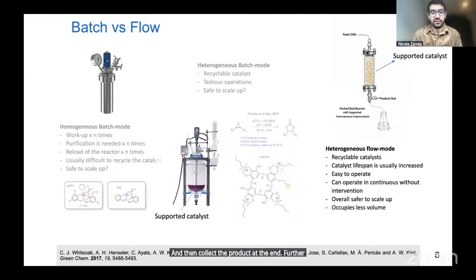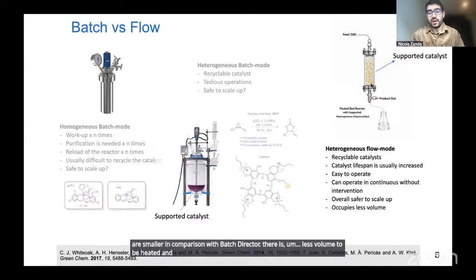Furthermore, since these reactors are smaller in comparison with batch reactors, there is less volume to be heated and put under pressure, and this increases the safety of the operation.